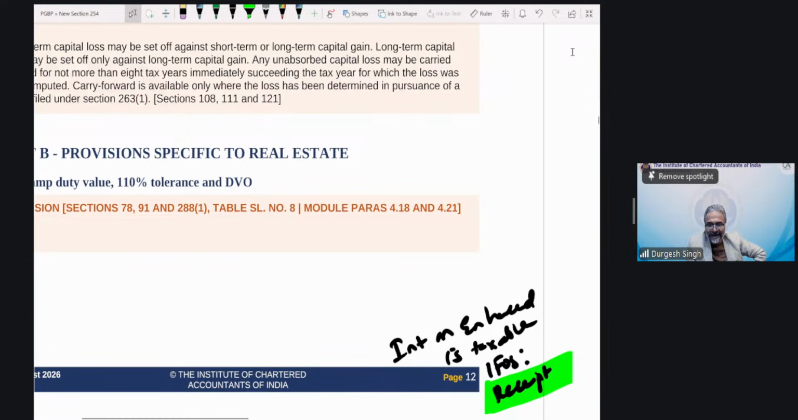Sir, we discussed earlier, are conversion charges included in cost of improvement or not, sir? Yes, that will be. That will be included. Okay, sir.